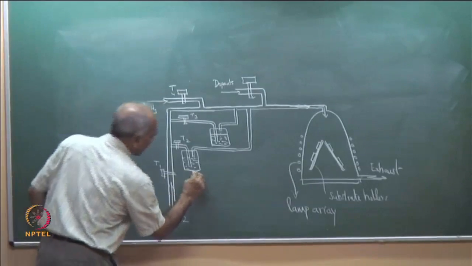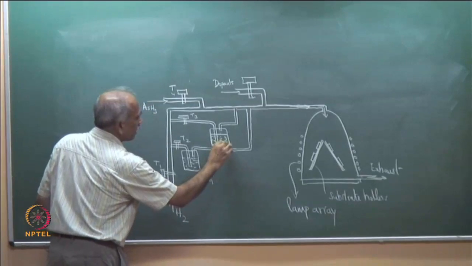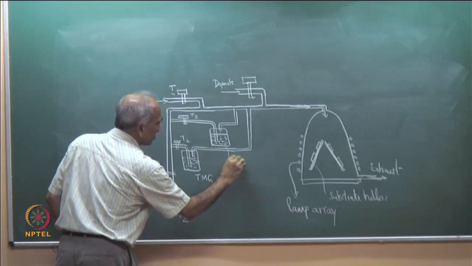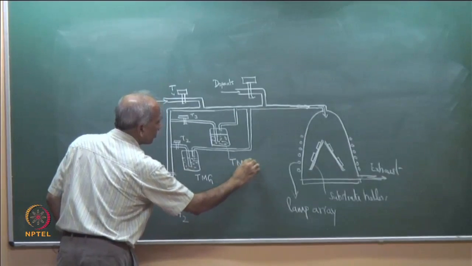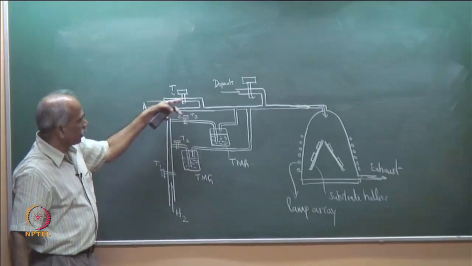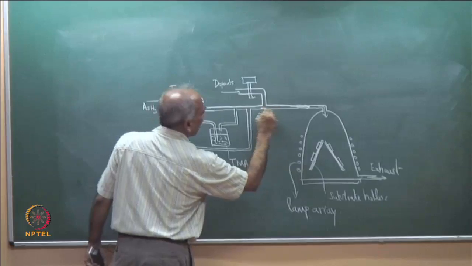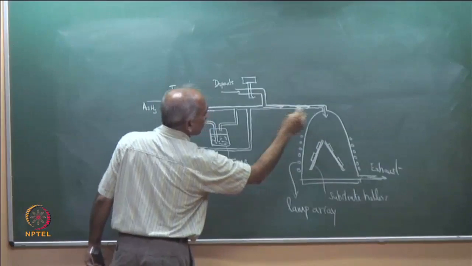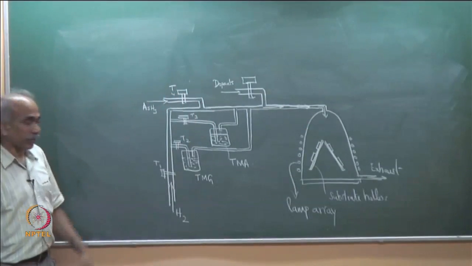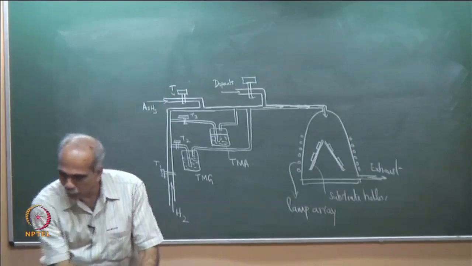So this is trimethyl gallium, TMG, trimethyl aluminum, TMA, and arsine here, and hydrogen is the carrier gas. So this entire mixture is entering the vapor chamber, the reaction chamber. Now let us look at the reaction.